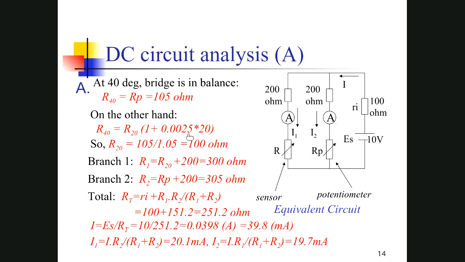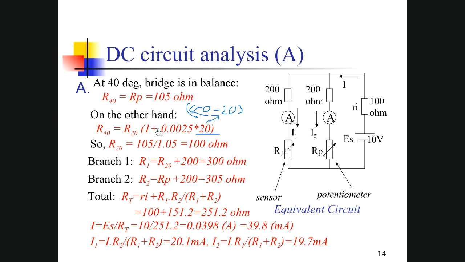So this is the temperature coefficient, and this is the 40 minus 20. So this 20 is not 20 degrees. This 20 is the 40 minus 20. Okay, that's the temperature difference, and this is the temperature coefficient. This is the 40 degrees resistance, which is given as 105 ohms.